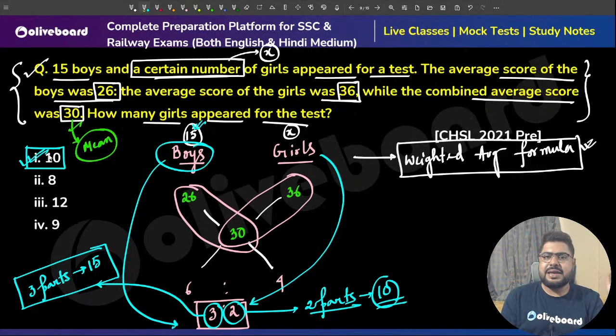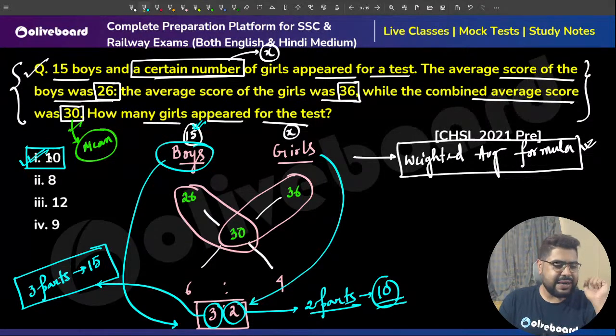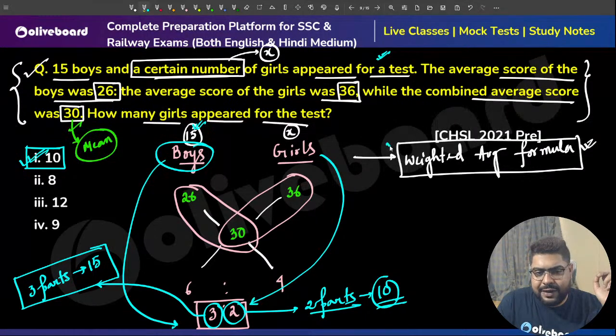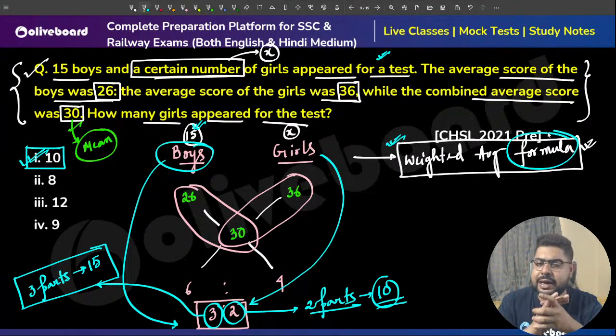Absolutely clear, very simple logic. But again, you need to understand weighted average questions, because the formula gives away that they are linearly related, so you can use the allegation theorem there.